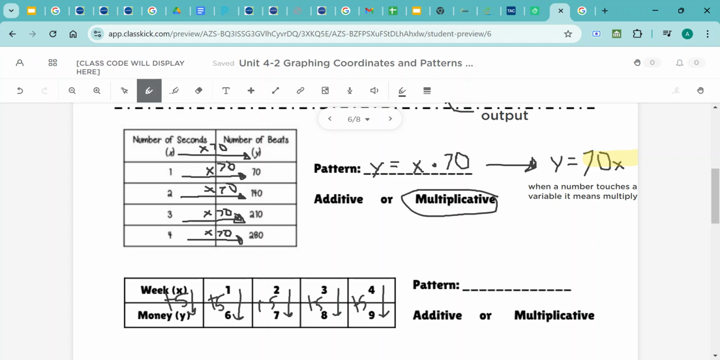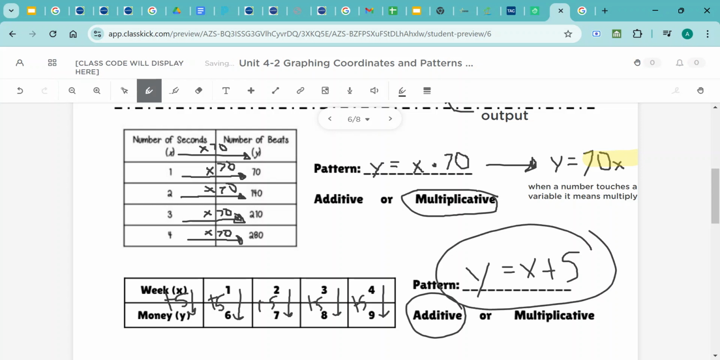So we need to write that. Well, first we can say it's an additive pattern because we're adding. Now I need to write that as a pattern. To write it as a pattern, we're going to write Y equals. And then what am I doing to my X? I'm adding 5 to whatever X is. X plus 5. And luckily, for addition we don't have an extra way to write it. You do just write an addition sign. Whereas for multiplication, we can write it as the number touching the variable to show multiplication.